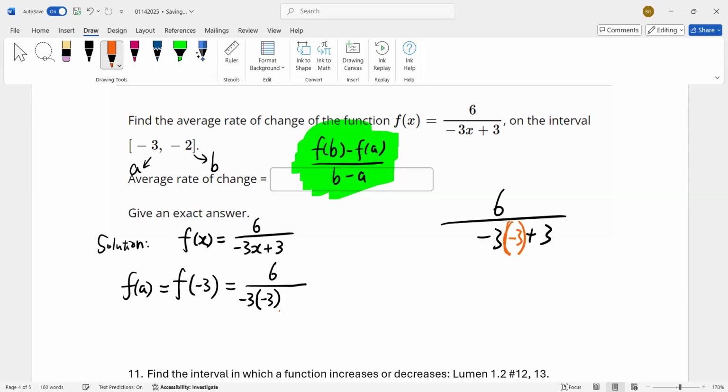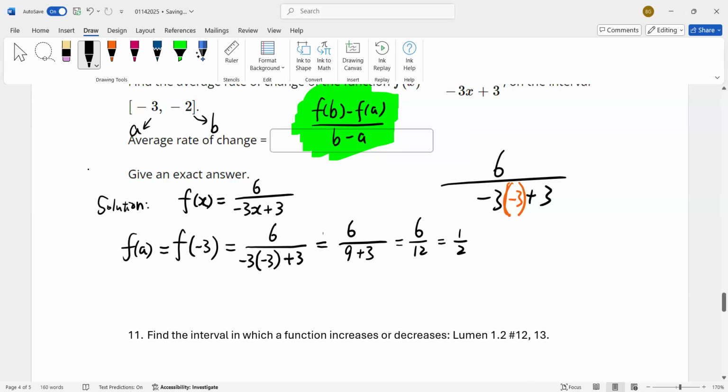And since this is pre-calc, I believe you probably know this very well, so I might not go into that detail. And then negative 3 times negative 3 plus 3. Let's see what we have. Numerator is still 6. Denominator, negative 3 times negative 3 is a positive 9. Add 3 is 12. 6 over 12 is a half. So that's how we find the value for f of a.